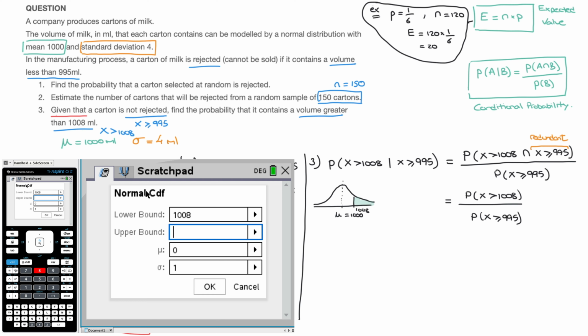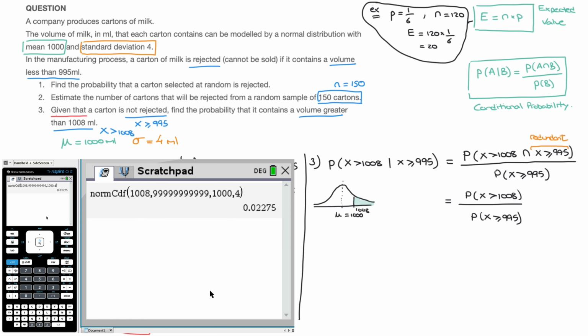Next, for the upper bound, well, technically there is no upper bound. It goes on forever, so it would be positive infinity. But rather than typing positive infinity, we can just enter a large number of 9s, something like this. I'll just type 99999999999, and that will be more than enough. The mean value, remember, is 1000, and the standard deviation is 4. I'm now happy with all of that, and so I click on OK. And there we go. This green area, and therefore the probability on the numerator, is equal to 0.02275. And in fact, I'll go ahead and box that in green and connect it to that probability on the numerator, just to make things clear.